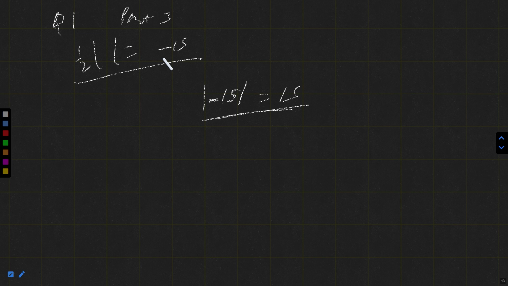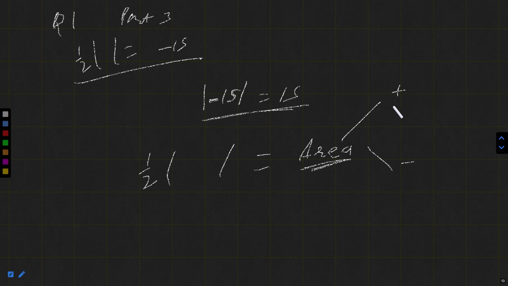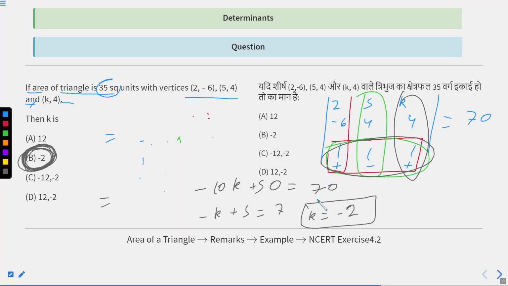So whenever you are given an area, please do consider two cases. One is positive, another is negative. You have to consider both cases, if you recall the remark correctly. From this you can get another value. Let us see what value. You are getting your k value as minus 2 in this case.